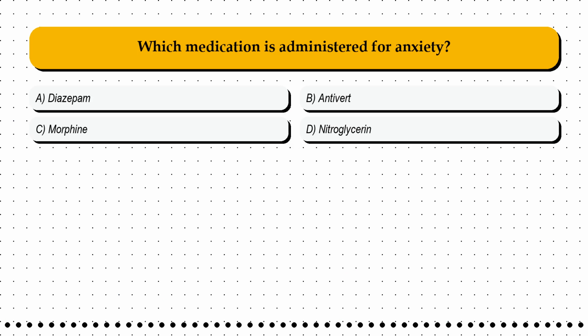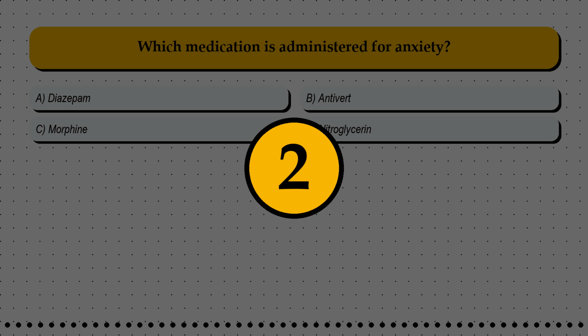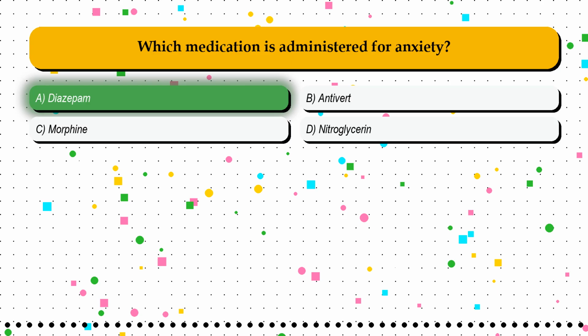Question 296. Which medication is administered for anxiety? Option A, diazepam. Option B, Antivert. Option C, morphine. Option D, nitroglycerin. The correct answer is option A, diazepam.